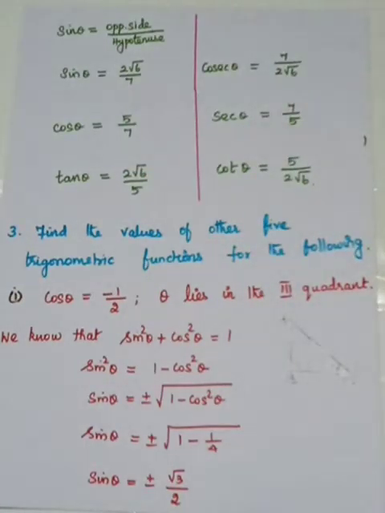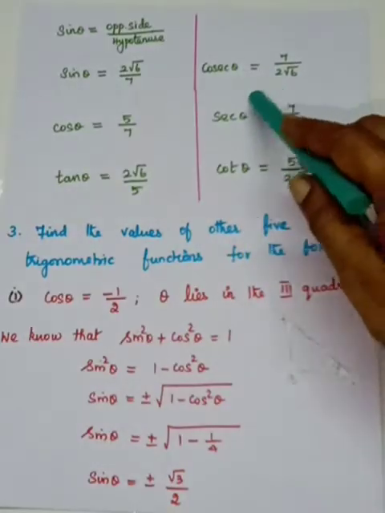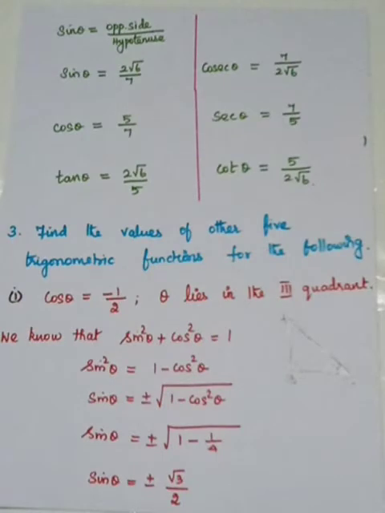If the angle lies in the second quadrant, you have to write sine theta and cosecant theta as positive. The remaining you have to put a minus sign. So, according to the point and where it lies, you have to put the sign. Okay, coming to the third problem.